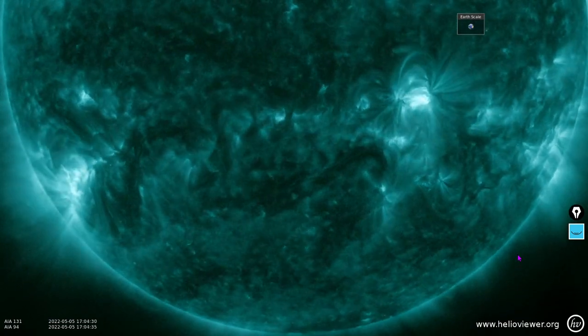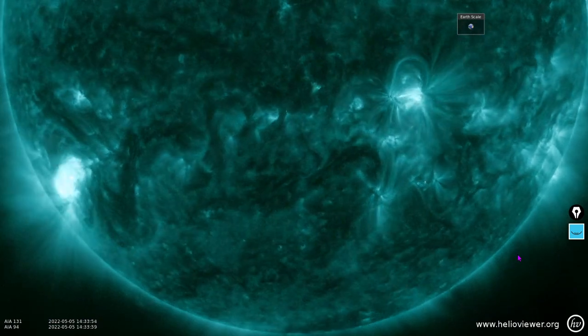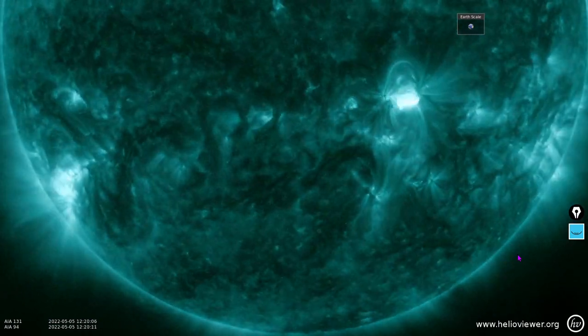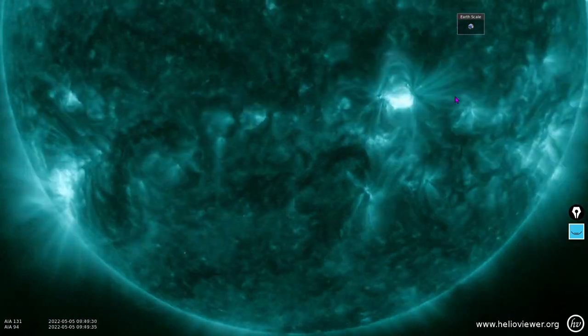Now we're looking at 131 and 94 angstroms combined. This composite imagery, courtesy of the Solar Dynamics Observatory. Again, there are 2 M-class flares in there. I think they're from Sunspot 3004.